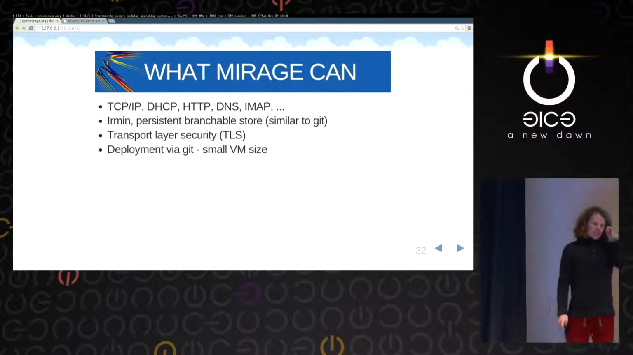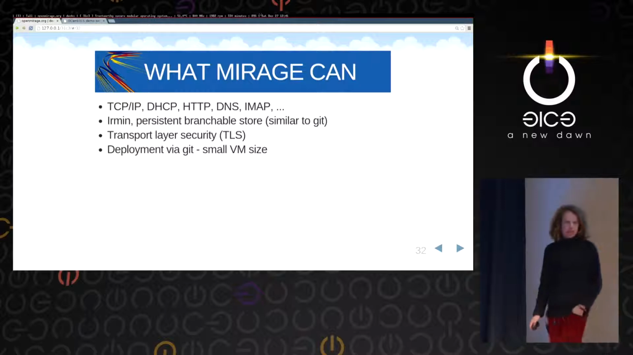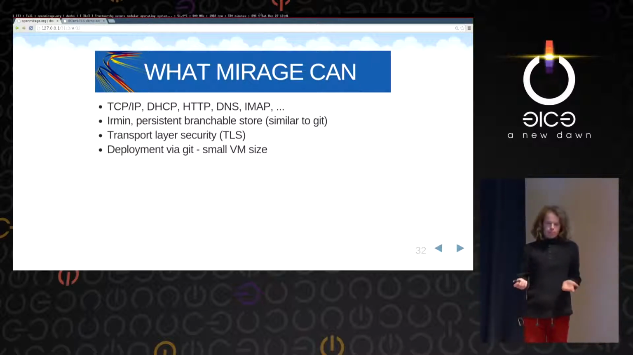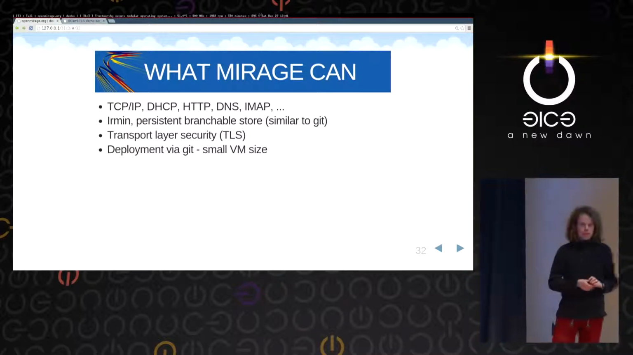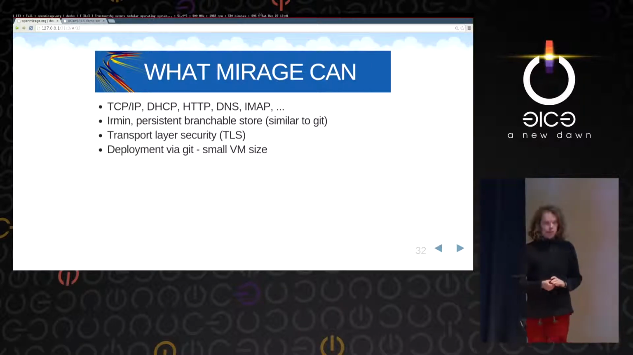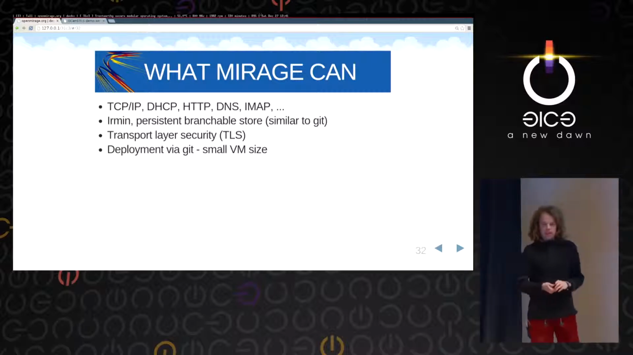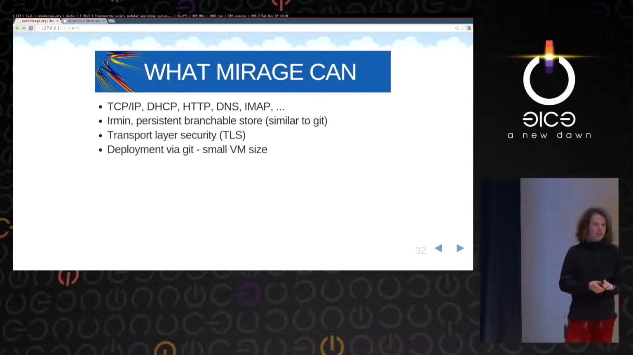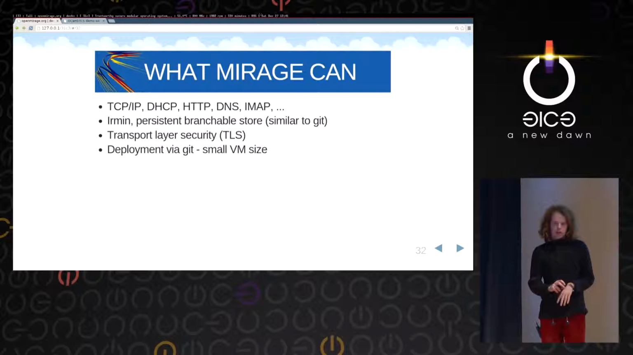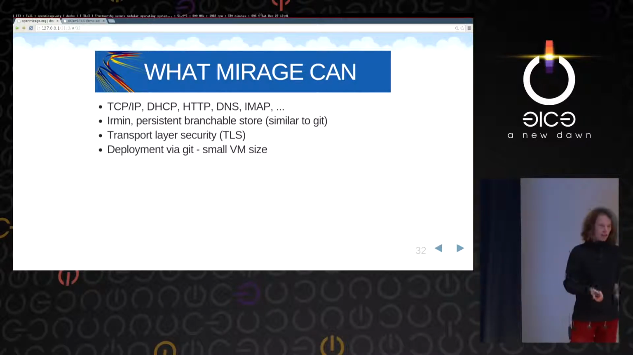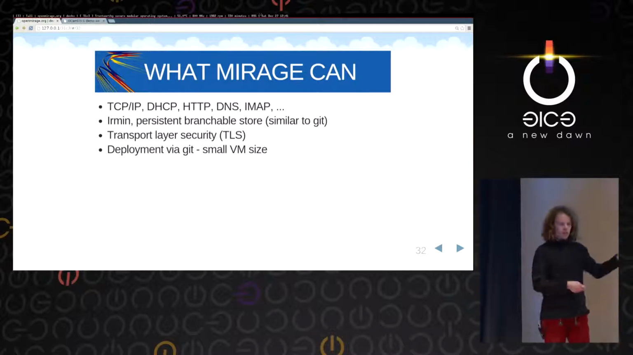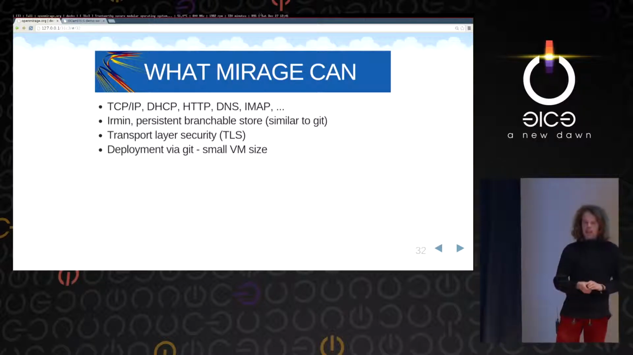So what can Mirage do? Well, we do have TCP/IP, we do have some basic protocols like DHCP, HTTP, DNS, IMAP. We have a solution for the storage. We have Irmin, which is a persistent branchable store, which is similar to Git, but completely implemented in OCaml and composable and has various backends, like in memory or on file system, and so on.